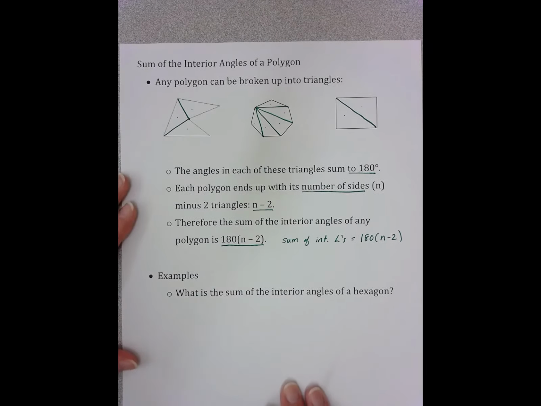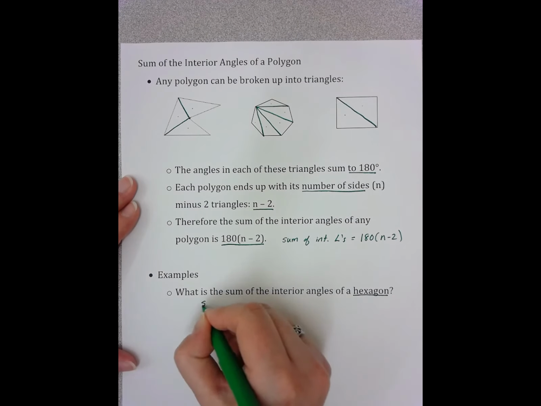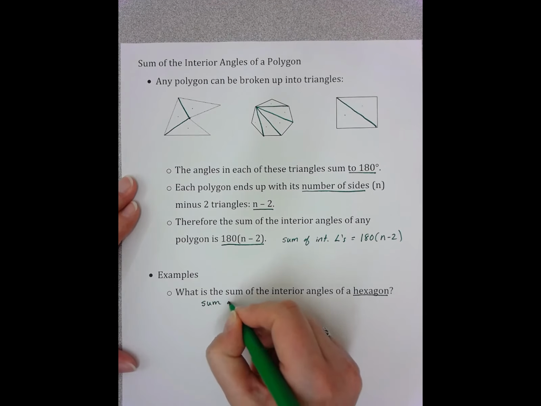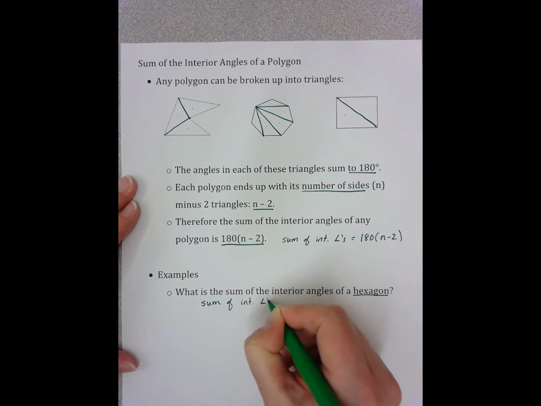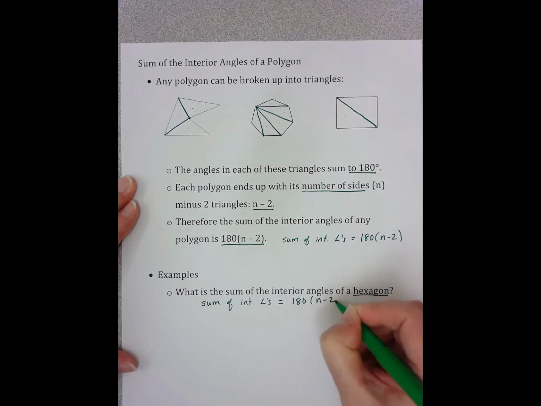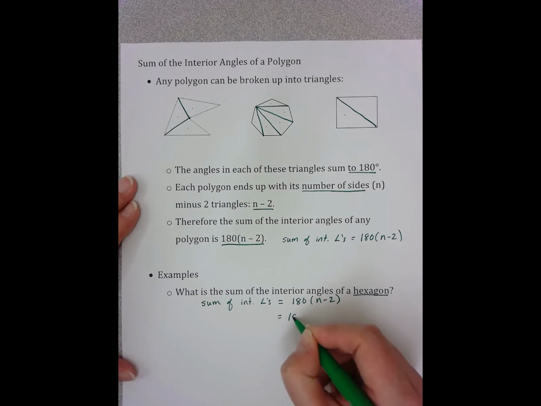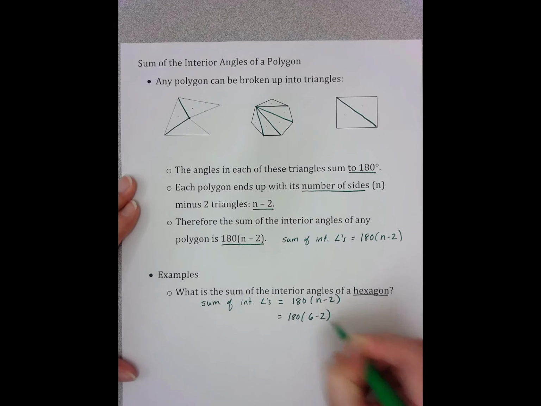So we're going to look at 2 examples. In the first example, we are told what kind of polygon we have, a hexagon. The first thing I'm going to do, however, is write my formula. So sum of interior angles equals 180 times n minus 2. Now that I've written my formula, I'm going to fill in what they've given me. They've given me the number of sides, a hexagon. You'll remember that a hexagon has 6 sides. So I am going to replace n in my formula with the number 6.